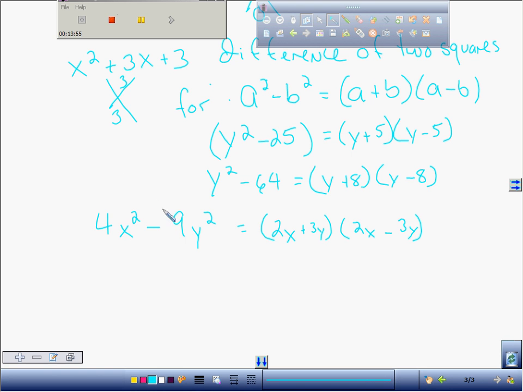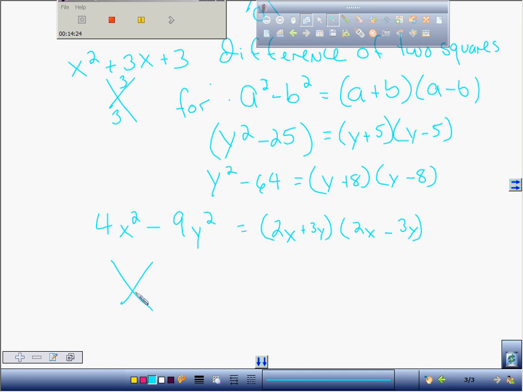So this is a perfect square number, meaning I could multiply something by itself to get this. And this is a perfect square number, meaning I can multiply something by itself to get this. And there's a minus sign in between. Then I could factor that to 2x plus 3y times 2x minus 3y. And that's a lot easier than doing the cross and box method.